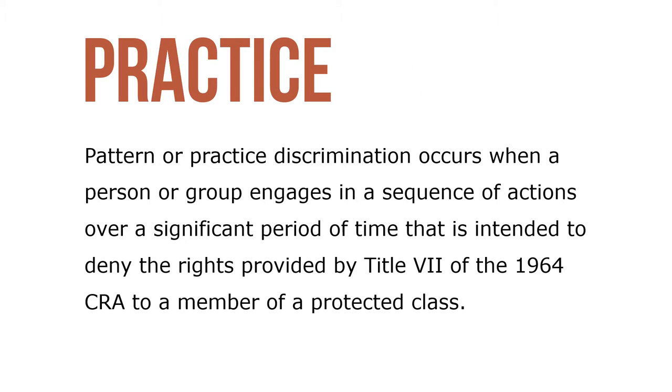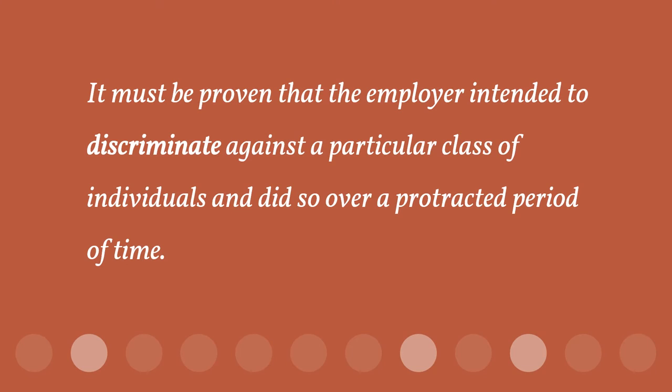Pattern or practice discrimination occurs when a person or group engages in a sequence of actions over a significant period of time that's intended to deny rights provided by Title VII of the 1964 Civil Rights Act to a member of a protected class. It must be proven that the employer intended to discriminate against a particular class of individuals and did so over a period of time.